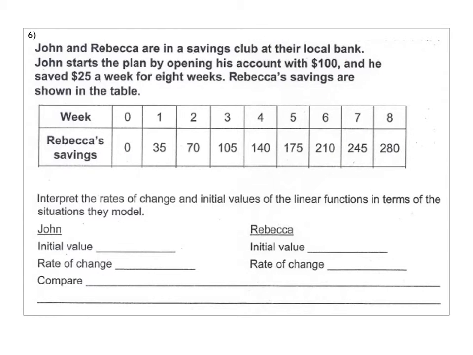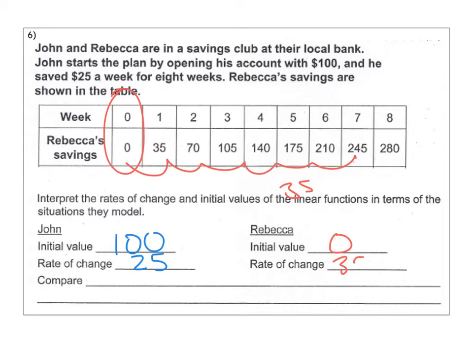Okay. John and Rebecca are in a savings club at their local bank. They start planning to open a savings account with $100, and he saves $25 a week. So John starts with $100, and he's saving $25 a week. Rebecca is starting with $0, so that's her initial. But Rebecca is saving $35 a week. This is going up by 35.